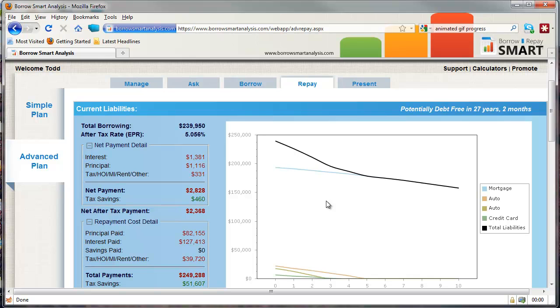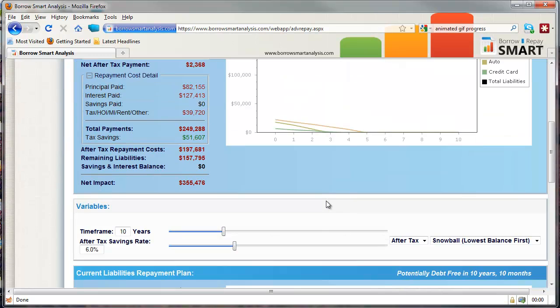And so the first section here, because there was no borrowing, it says current liabilities, and it says this client will be debt-free in 27 years, 2 months. So the advisor slides it out to their target time frame. Why wouldn't he do 30 years? Because the client said they'd like to be debt-free in 10 years, and this particular advisor has a target after-tax savings rate for his clients of 6%.